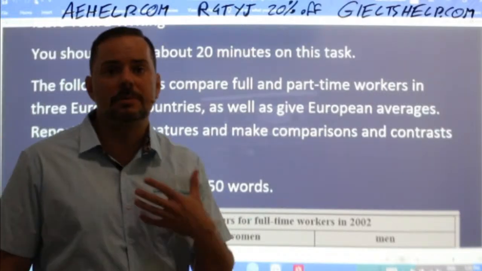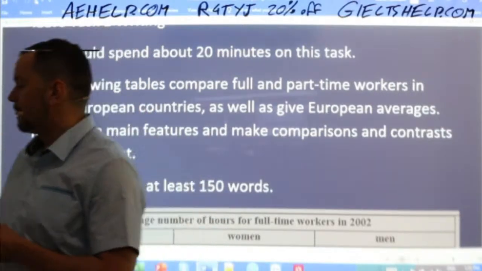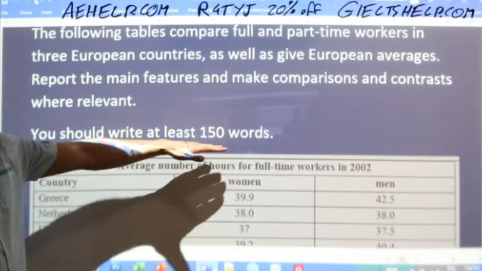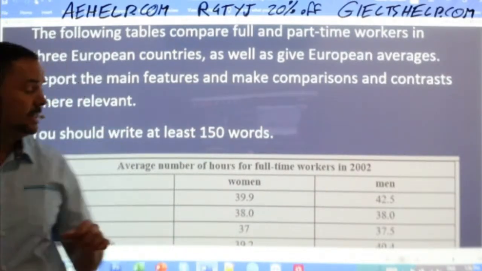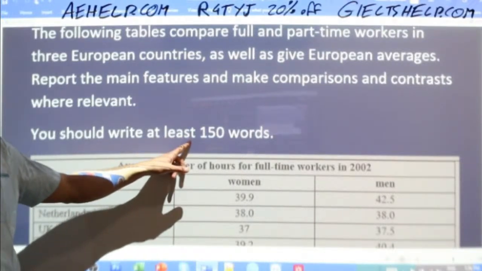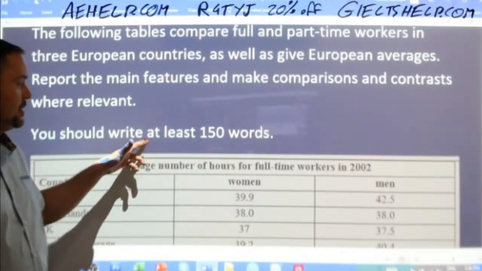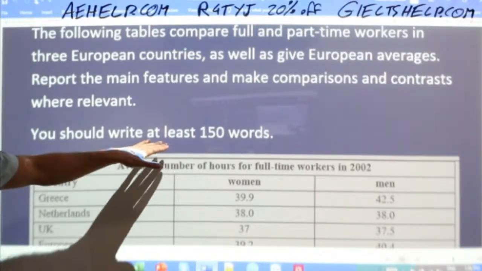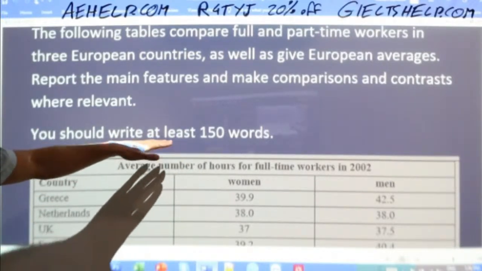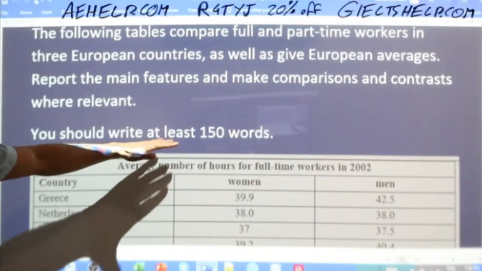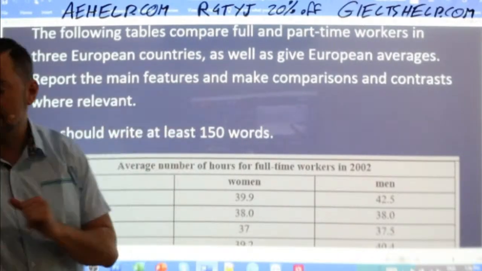Okay, so we're paying attention to the question. And then it says you should write at least 150 words. At least, students, means minimum. There is no maximum. It's amazing how many students think that at least means maximum. That doesn't mean maximum. That means minimum. So to get your task completion mark, a full mark, you need to write at least 150 words.